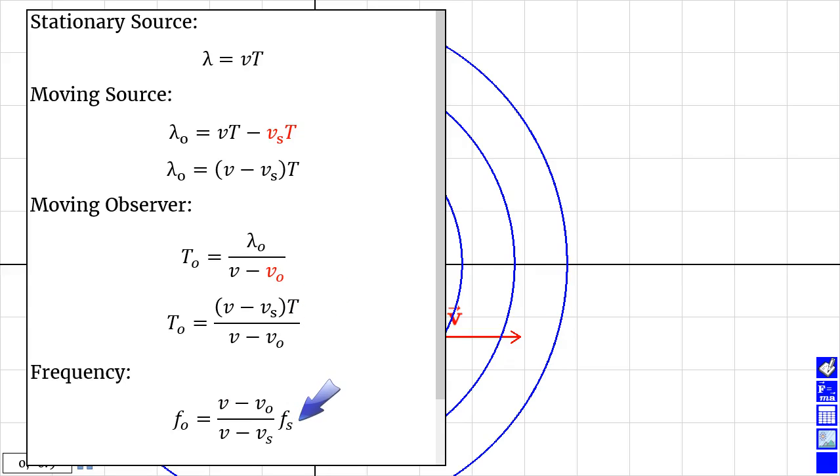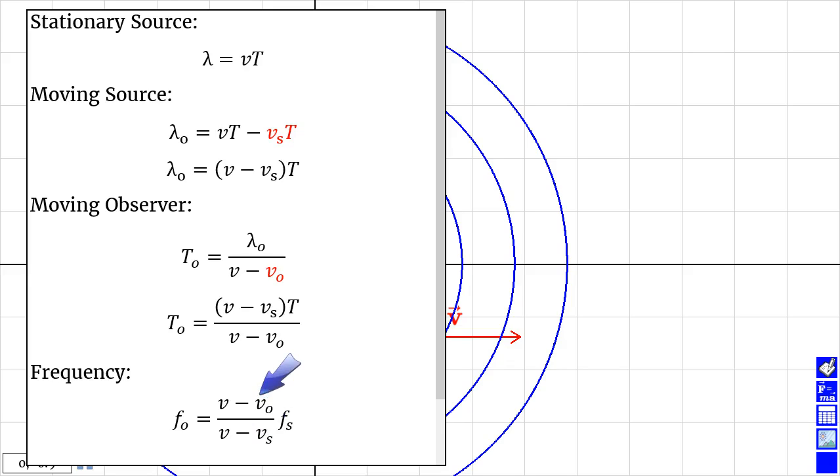if we change it to the frequency. So in this formula, F_s represents the actual frequency of the source. F_O represents the frequency that the observer hears. The v is the speed of the waves. The V_O and the V_s are the speeds of the observer and the source respectively.